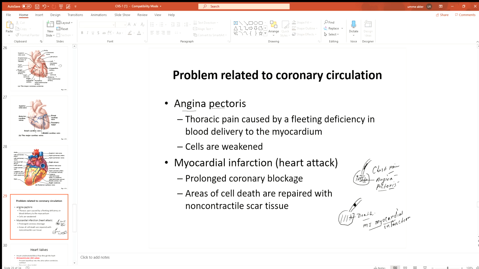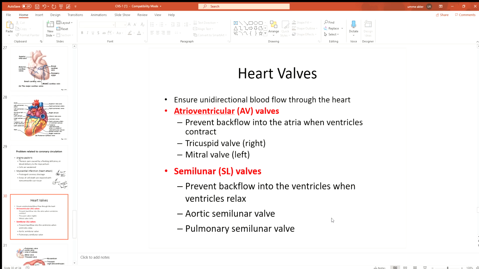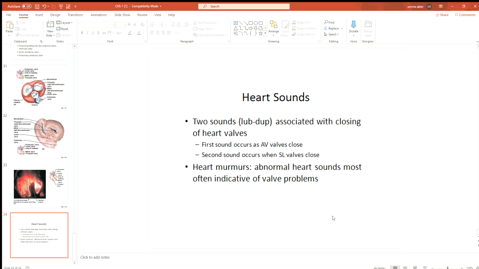And myocardial infarction is very commonly used. The term is called heart attack. Common people use this term, MI or heart attack. Okay, so those are the things you need to know from this part of the cardiovascular system, CVS 1.